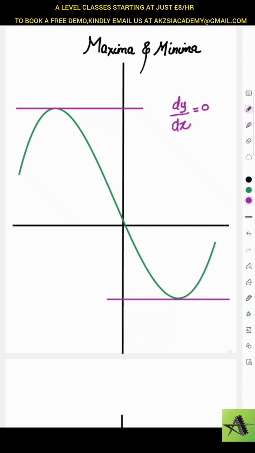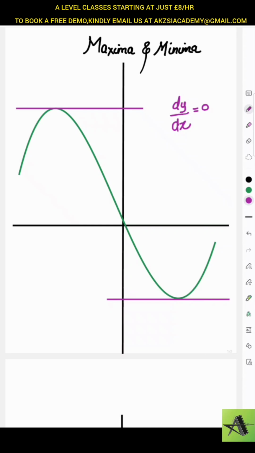Now the question is, if I find dy over dx and I get to know that this is 0, how would I know whether this is maxima or minima? Because in both cases we are going to get 0 as the answer, but for any particular curve, not necessarily a quadratic, cubic, or fourth power, any sort of curve, after differentiating, how would I know whether it's a maxima or minima? So for that we have to find the second derivative.